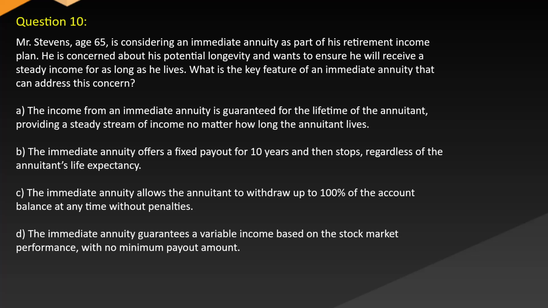B. The immediate annuity offers a fixed payout for 10 years and then stops, regardless of the annuitant's life expectancy. C. The immediate annuity allows the annuitant to withdraw up to 100% of the account balance at any time without penalties. D. The immediate annuity guarantees a variable income based on the stock market performance with no minimum payout amount.